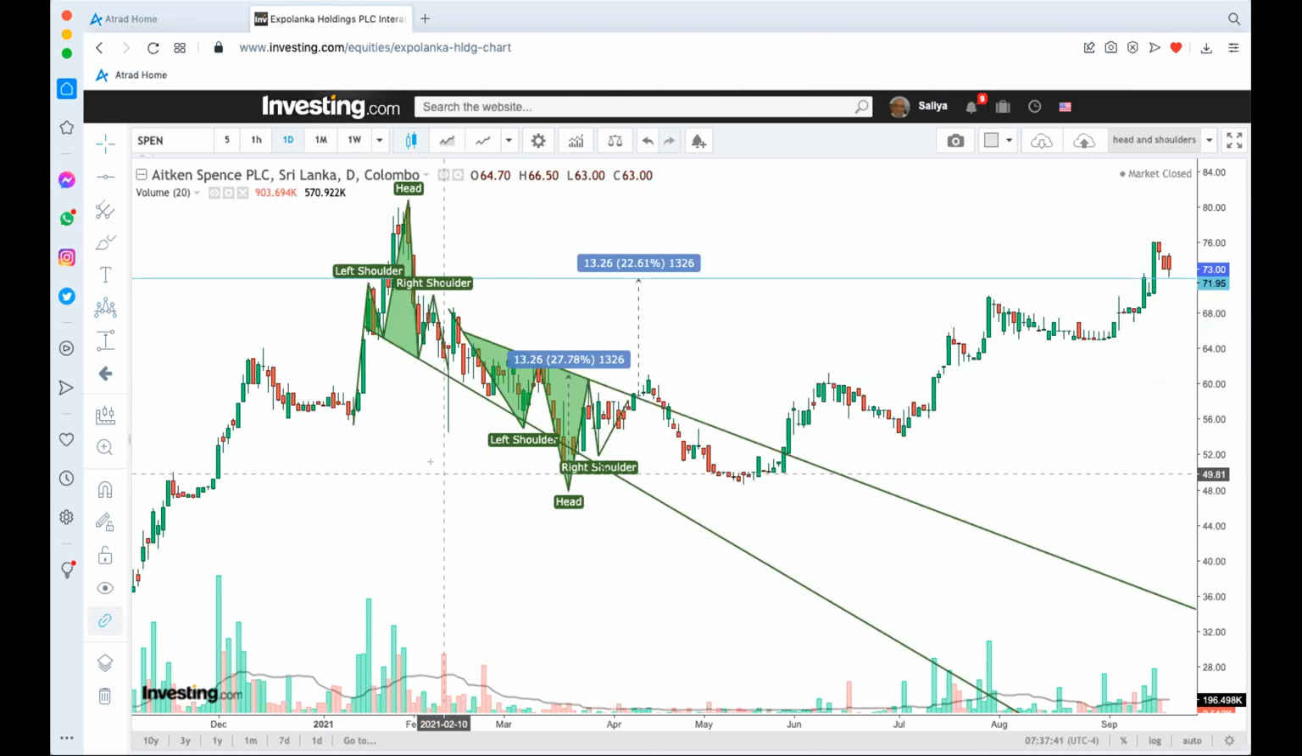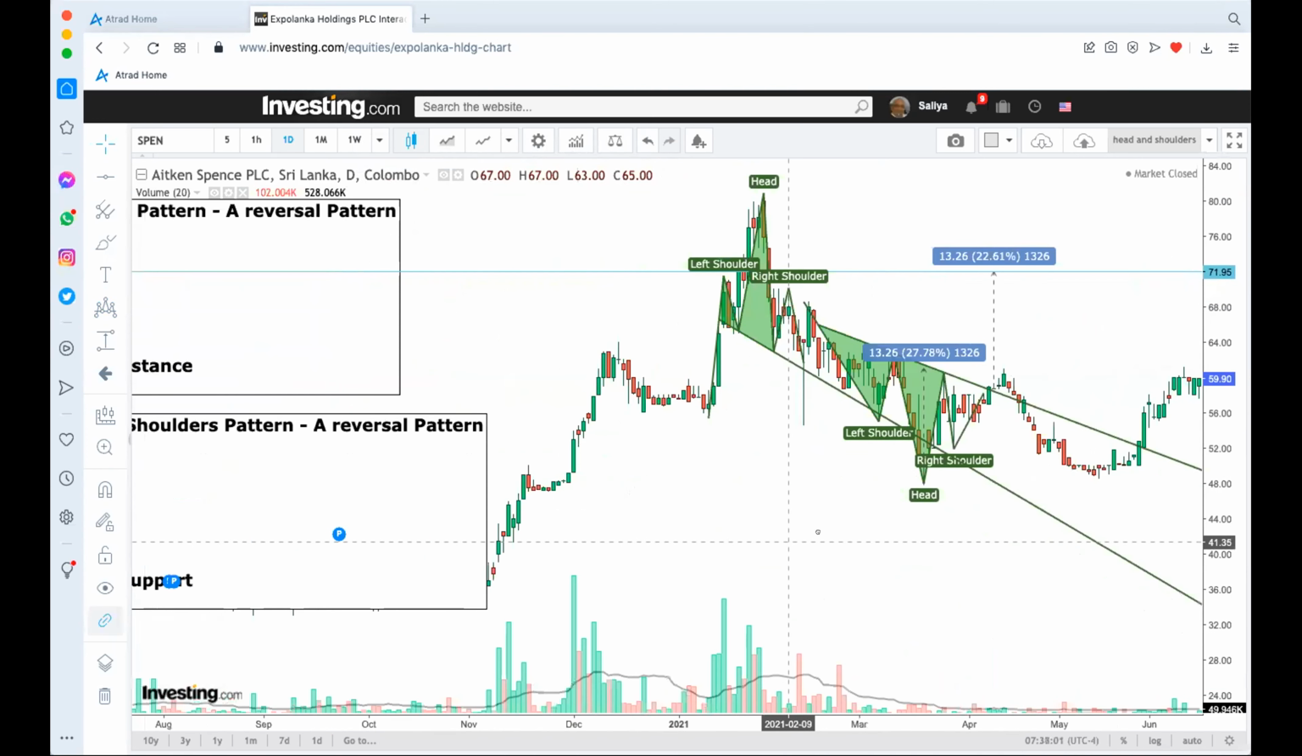Okay. So basically, both the two head and shoulder formations could have been made use of for our entry initiation. That is how we use the head and shoulders formation.